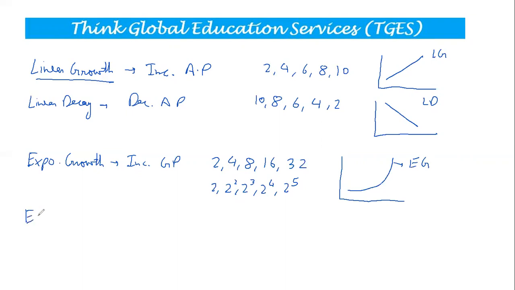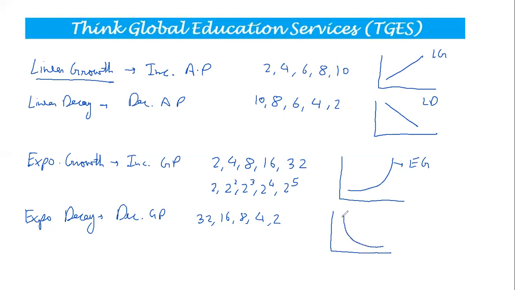Similarly, when we talk about exponential decay, it's actually decreasing GP, where the common ratio is less than 1. So for example, if I start with 32, then again I do half, I divide by 2. So it will be 32 by 2. So that's 16, right? Then again I divide by 2, 8. Then again I divide by 2, 4. Then again I divide by 2. So that's called exponential decay. And the graph will be something like this. It's a curve going down.